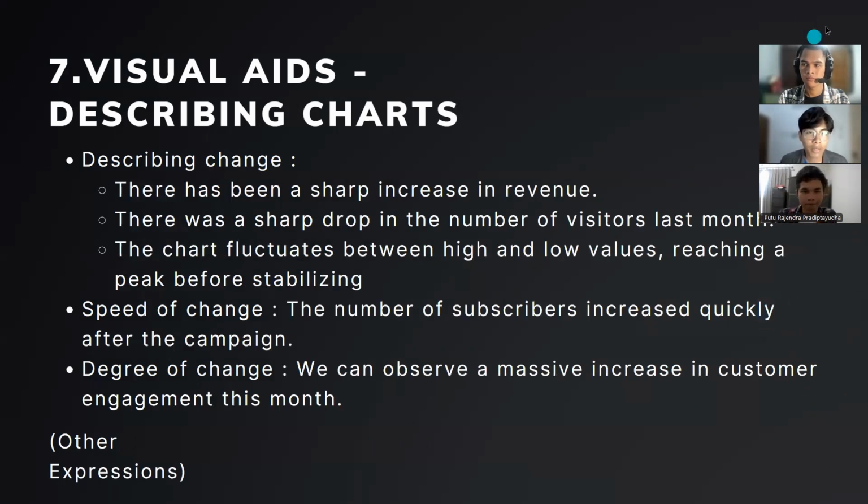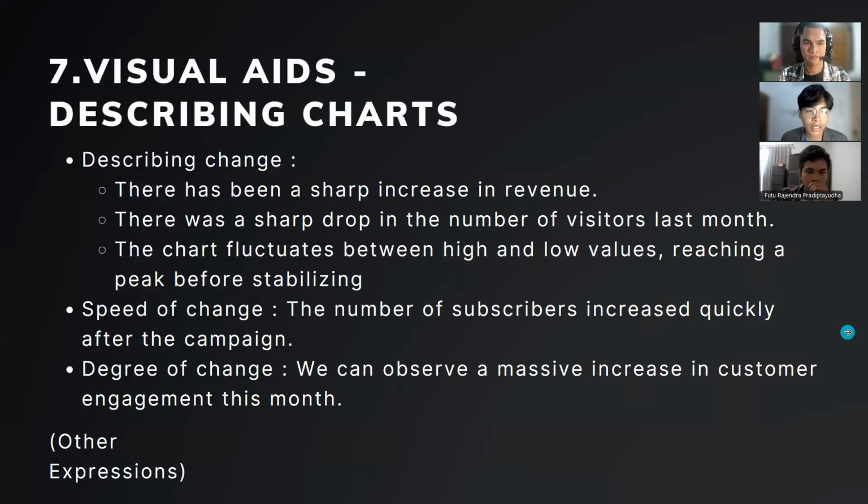The next one is describing changes from the other expression. There has been a sharp increase in the revenue. There was a sharp drop in the number of visitors last month. The chart fluctuates between high and low values, reaching a peak before stabilizing.